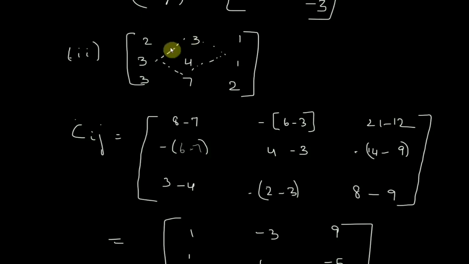So this is an odd place. Here, this is also an odd place. A21, A23, A32. So in all these 4 places, you have to change the sign of the minor. That is the cofactor for these places. In the other places, the minor and cofactor are both the same.